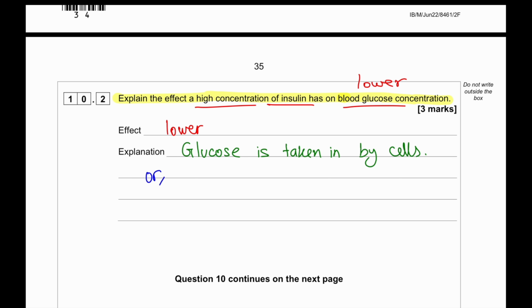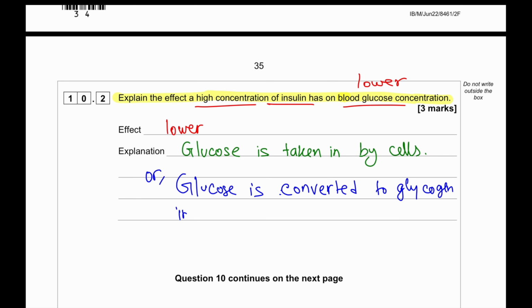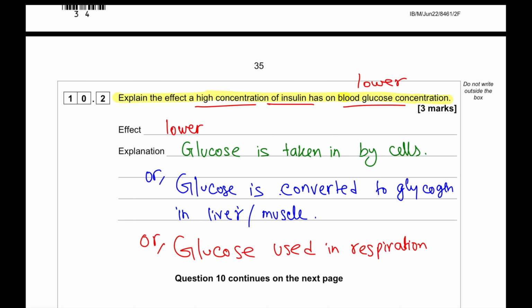Or we can write glucose is converted to glycogen in cells. Again, it can be said for liver cells and muscle cells. And then glucose is used in respiration by cells, or liver cells and muscle cells. In all cases, we can include liver cells and muscle cells.